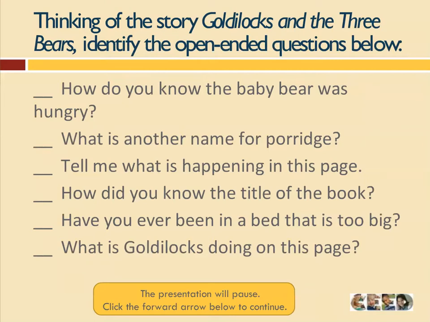Of the very familiar story, Goldilocks and the Three Little Bears, identify open-ended questions below. So on a sheet of paper, mark which ones are open-ended versus close-ended. First, how do you know the baby bear was hungry? What is another name for porridge? Tell me what is happening in this page. How did you know the title of the book? Have you ever been in a bed that is too big? And what is Goldilocks doing on this page?